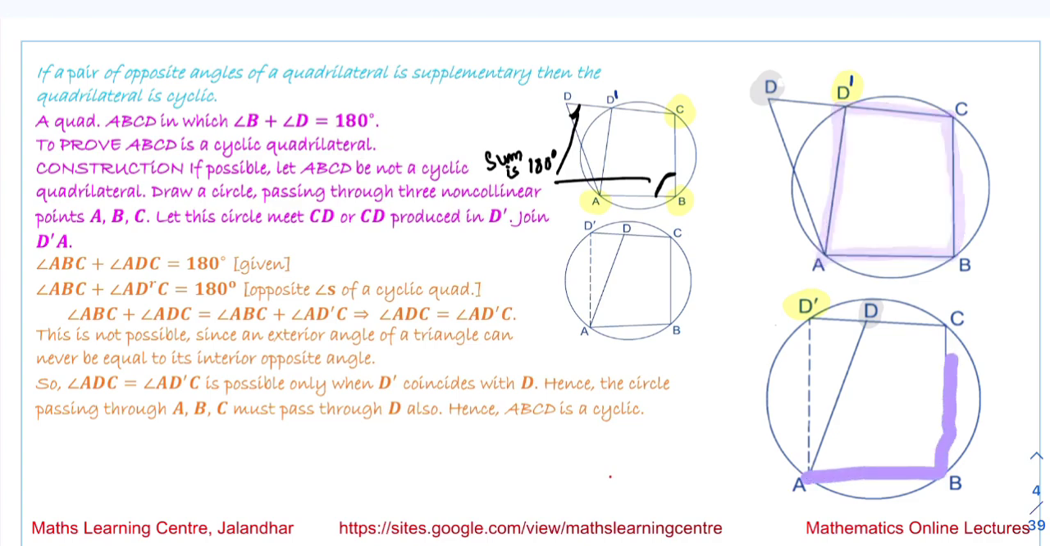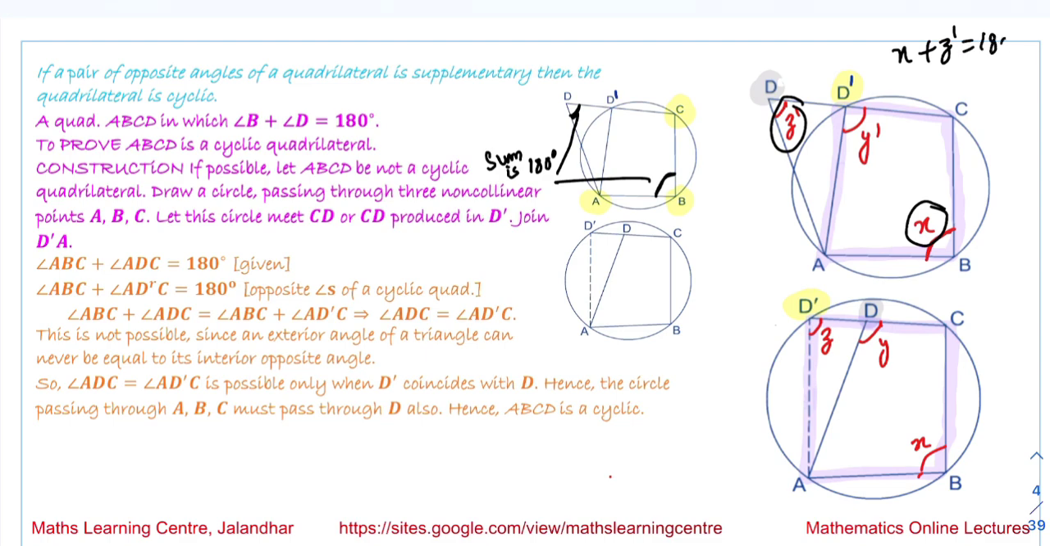A B C D dash is a cyclic quadrilateral, and if it is a cyclic quadrilateral, then from our previous result, suppose the value of this angle is x, the value of this angle is y, and the value of this angle is z. So we are saying the value of this angle is y dash and the value of this angle is z dash. Now what is given to us is that the sum of these two angles is 180 degrees. So we are saying x plus z dash equals 180 degrees.